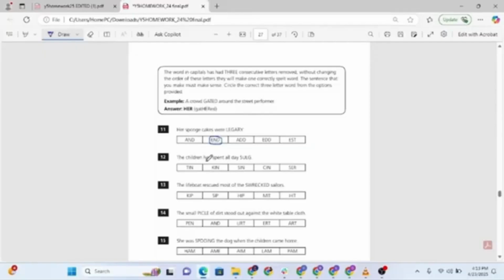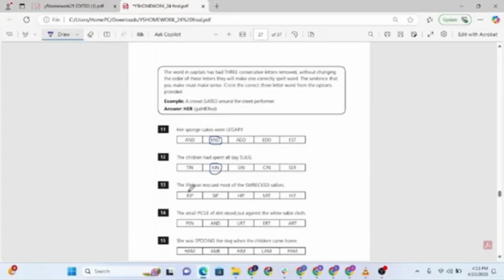Question 12. The correct answer is the word kin. This is because the capitalized word SULG has had the letters K-I-N removed from the correctly spelled word sulking. When we insert the letters K-I-N into sulg, we form the word sulking. The sentence then reads, the children had spent all day sulking. Therefore, the correct answer is the word kin.